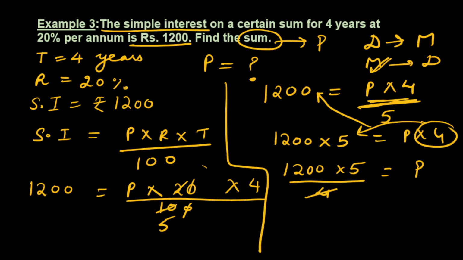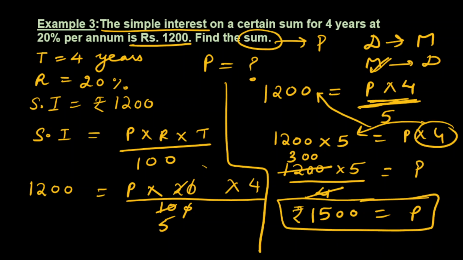So let's do cancellation now. 4 into 1, 4 into 3 is 12. 2 zeros as it is will come. Now 300 into 5. So 3 into 5 is 15. 2 zeros we can write. So 1500 is the value of P. Principal is equal to 1500. So here we have completed 3 problems related to simple interest.